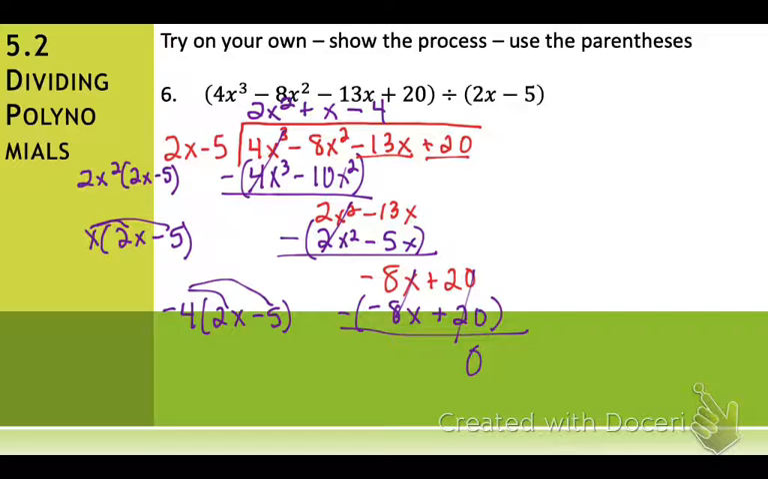Cool. So what does that mean? That means that 2x minus 5, since it went in evenly, no remainder, that means that 2x minus 5 is a factor of this polynomial. Cool.